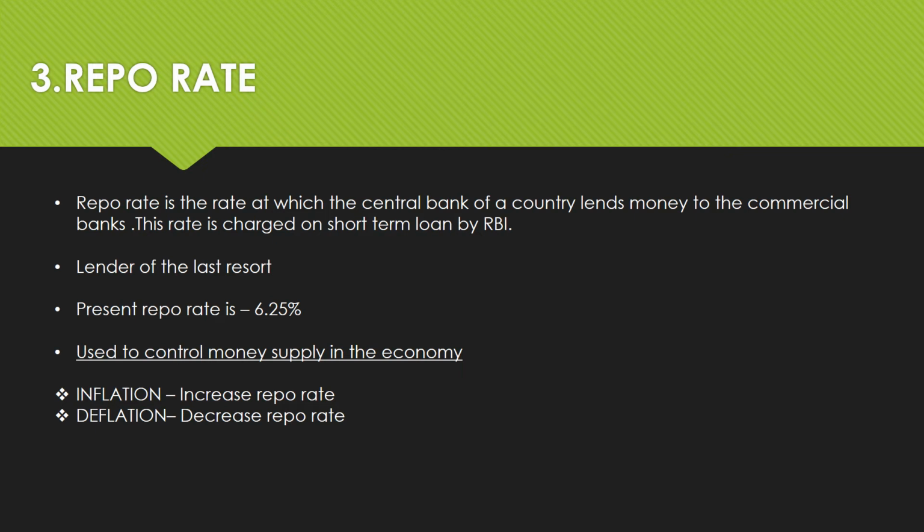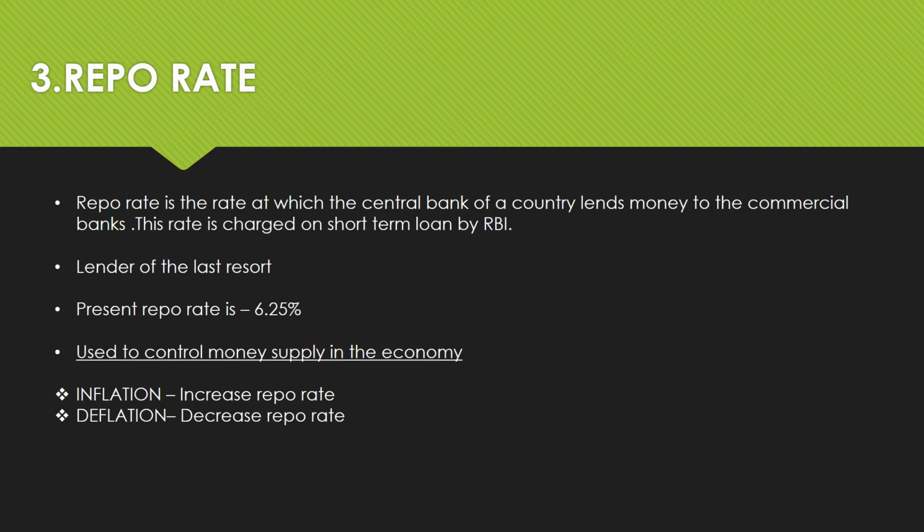If these banks, UCO, SBI, Bank of India, are not willing to or do not have money to give a loan to the Punjab National Bank, as the last resort, the Punjab National Bank can go to the RBI for a loan, that is a short-term loan, and that time the rate at which the RBI will be lending the loan will be the repo rate. Clear? The present repo rate is 6.25%. This repo rate is a very important tool which is used to control the money supply in the economy.